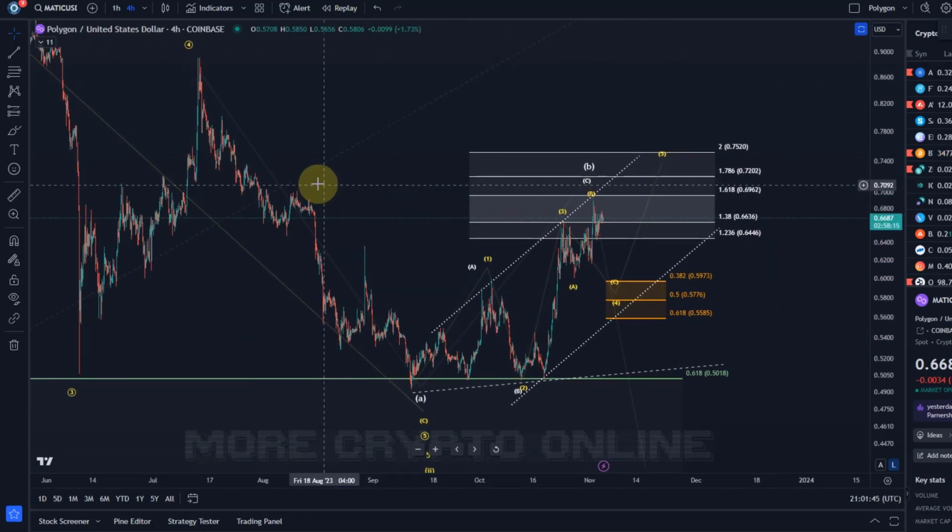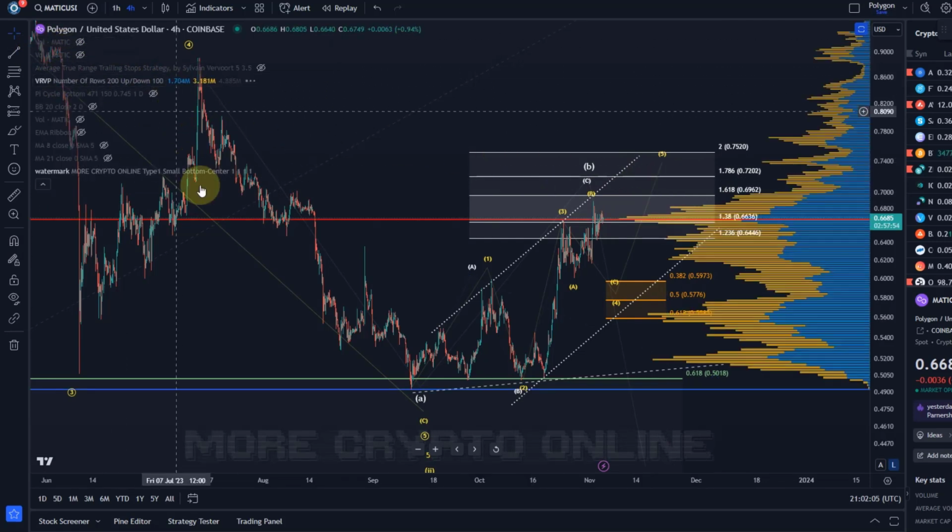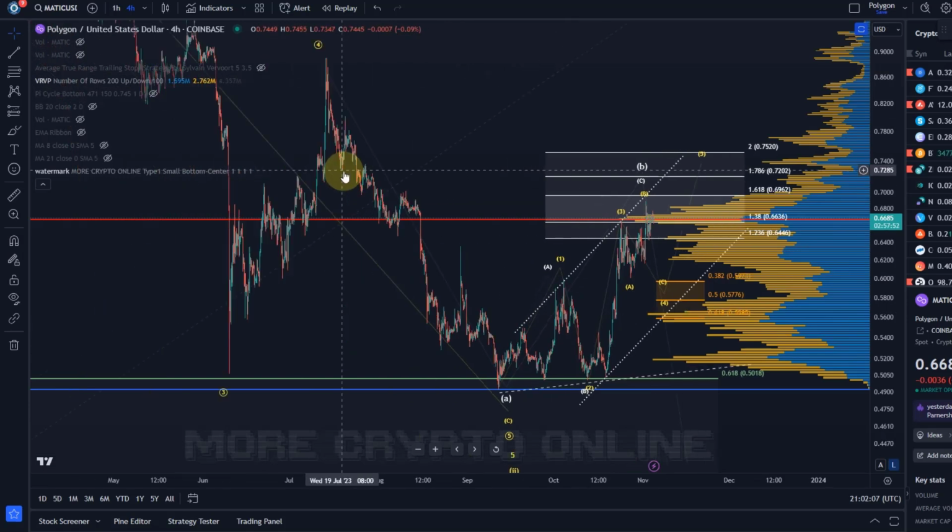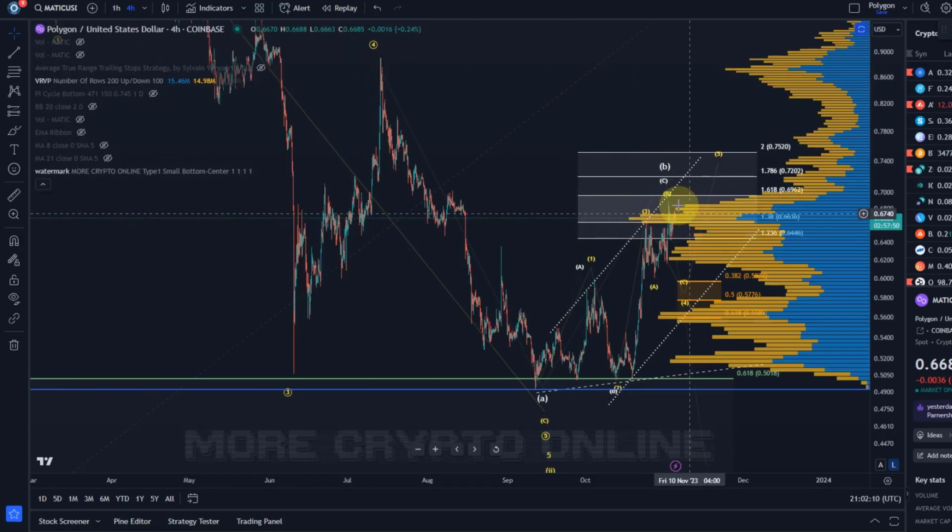Obviously, there's also a bit of a previous structural resistance area here around 72 cents. You can see that these previous swing highs could act as additional resistance in this region around the 1.618 to the 1.786 fib extension levels. If we add the volume profile, then you can see that there is a lot of historical volume around the current price range, which is probably why the price has so much difficulty to push higher.